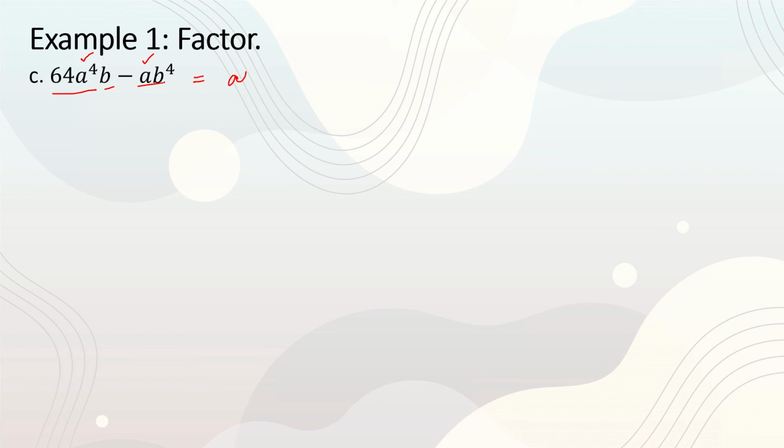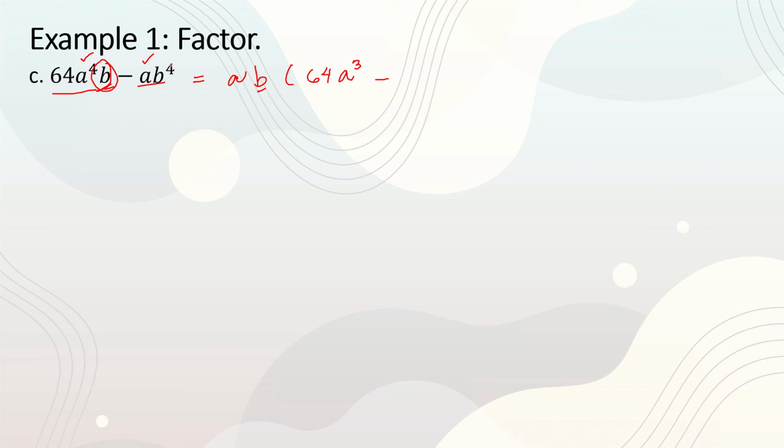How about the b? Both of them have b with it. So there's one b in the first term. There are 4 b's in the second term. So you just have to factor out 1. If we factor out the ab, that will mean that will be 64. Since we factored out one of the a's, what will be left here is just a cubed. The b here in the first term, since we factored out the b, there will be no b's anymore in our first term. How about in the second term?